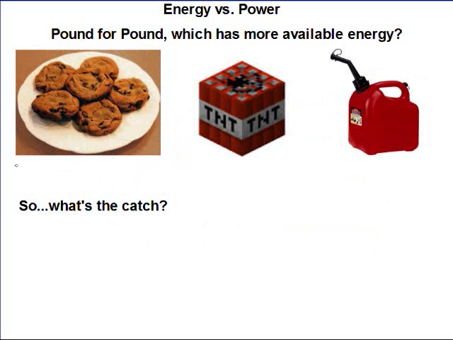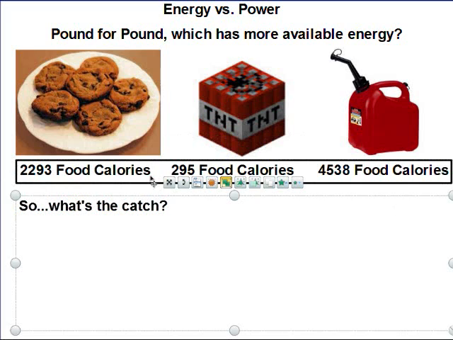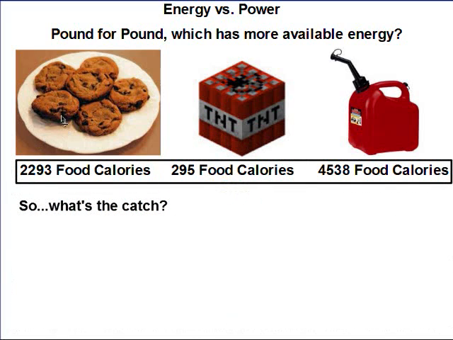This slide is really just talking about energy density. Here I have a pound of chocolate chip cookies, a pound of TNT, and a pound of gasoline. Which of these has more available energy on a per pound basis? And you might be surprised to see that TNT is actually the smallest energy density substance out of these three. The gasoline has the most energy per unit pound at 4538 food calories. Chocolate chip cookies is about half of that. And then TNT is actually a very small amount of energy per weight.